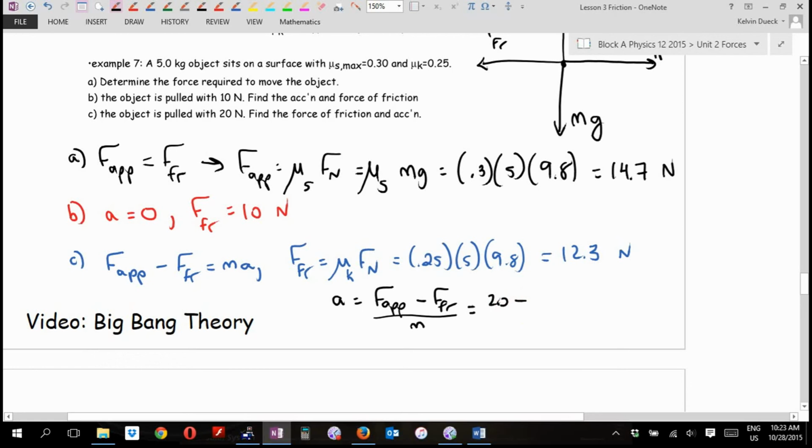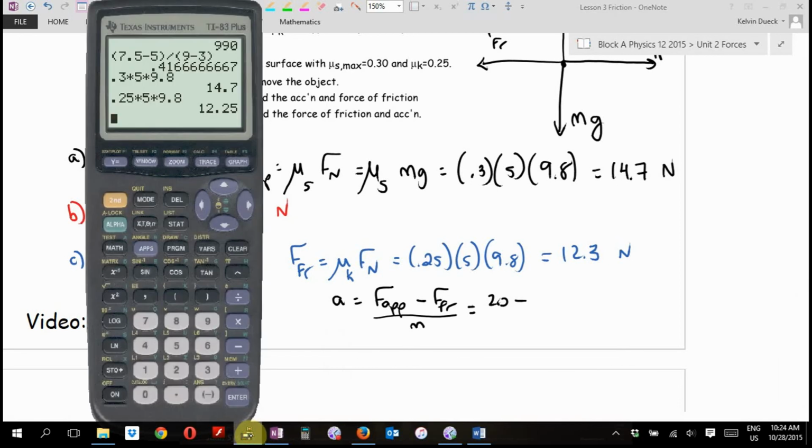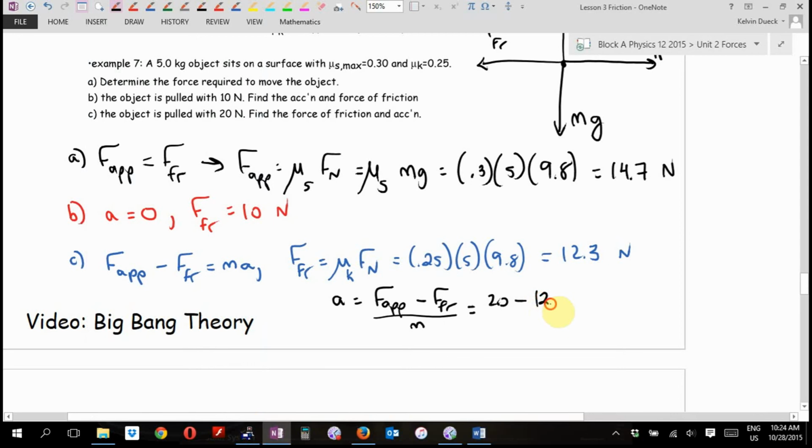Now you said 12.3. Did I round that answer off, Quinn? Say yes. So I would be clever and I would actually use the 12.25 in my calculation. In fact, I'm going to use my answer button. And what's the mass? Please tell me they told me. 5? You know what? I think I can do this in my head. 20 take away 12 is 8. Take away 0.2 is 7.8. Take away 0.5 is 7.75.